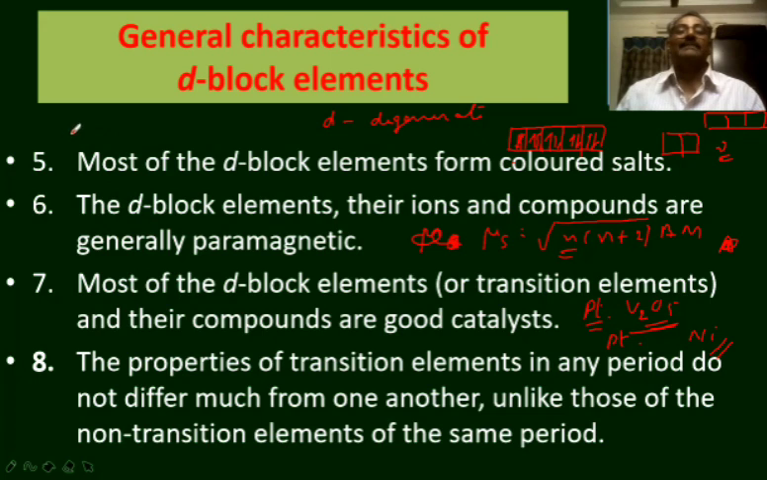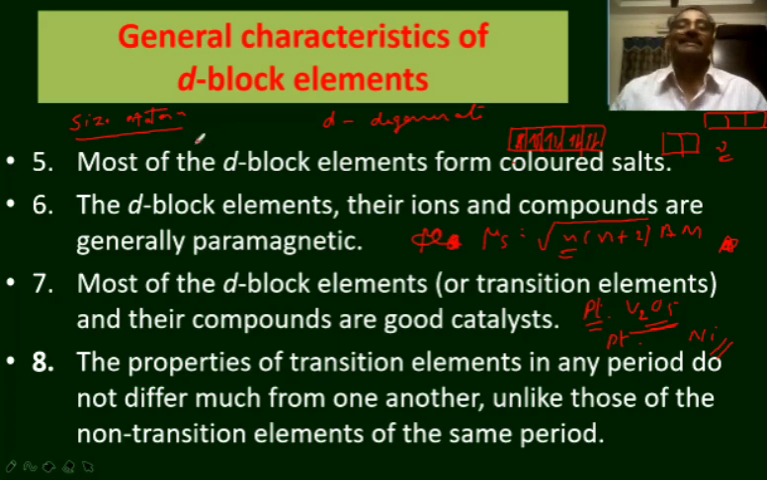In a period, we can observe that a particular property gradually changes as we move from left to right. For example, the size of the atom gradually decreases from left to right in the periodic table. The decrease in size of the atom is very less in d block elements compared to the normal elements, that is s and p block elements.